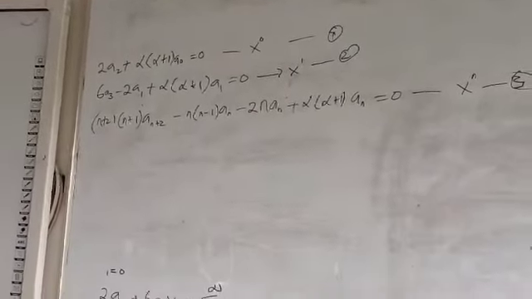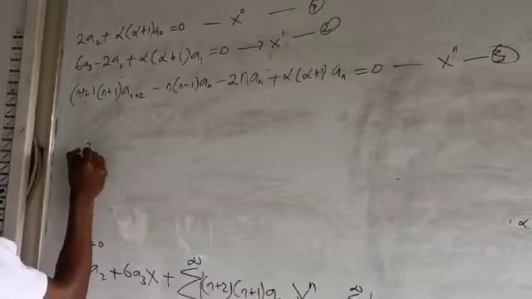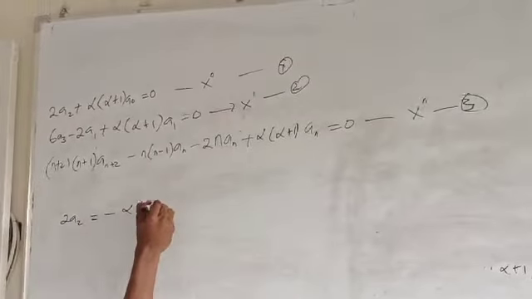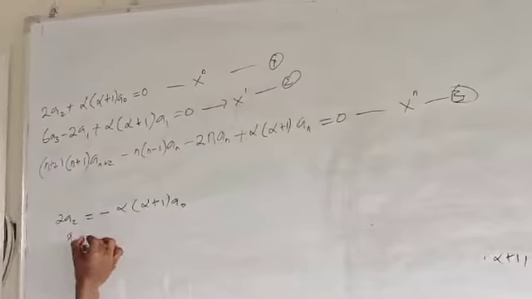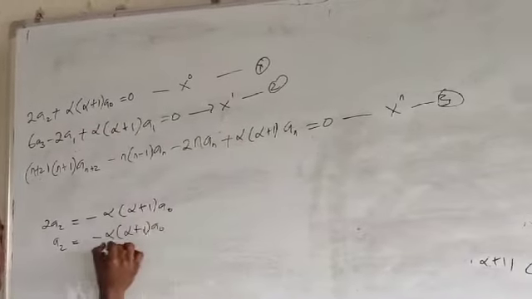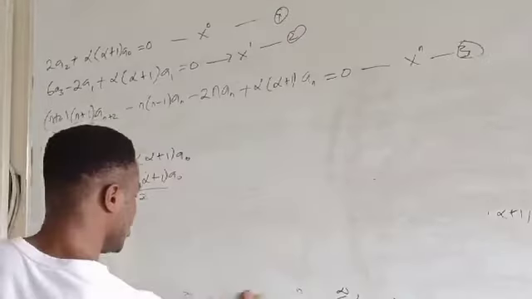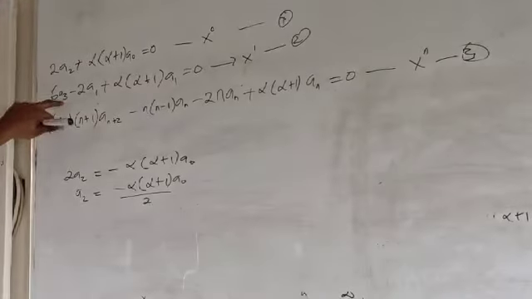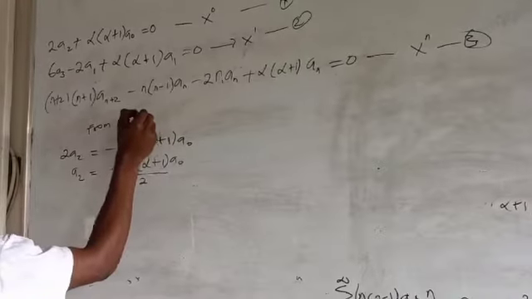So from equation 1, the maximum subscript is, of course, a2. a2 is greater than a0. So we have that 2a2 is equal to negative alpha bracket alpha plus 1 a0. So to get our a2, of course, a2 is equal to minus alpha bracket alpha plus 1 a0 divided by 2. So this is the value of a2.